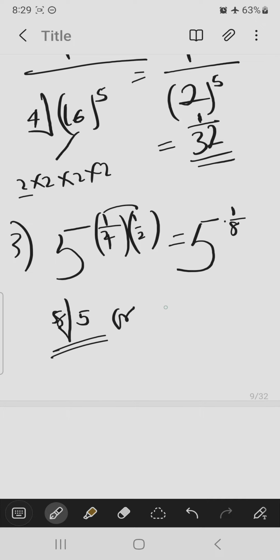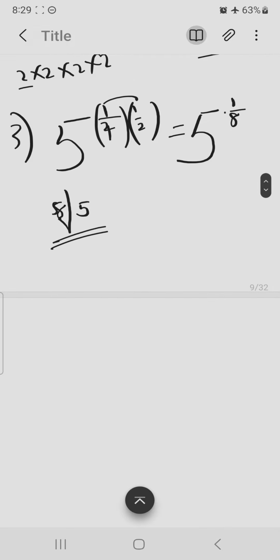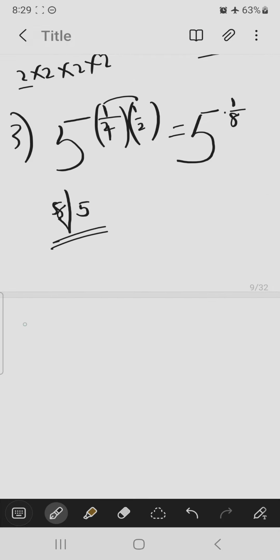Or you have it like this, 5 raised to minus 8. Is this so? No, this one is not correct. So that's the answer.